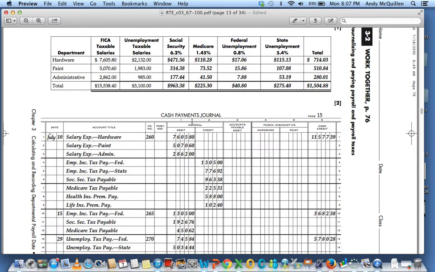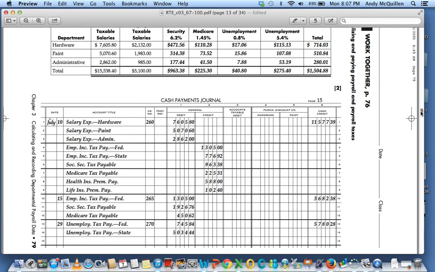Now we're going to go down below in the cash payments journal, which again, as I said, is the part that is tricky. And as you see it, you're going to say, oh yeah, I kind of remember that. The first thing is the salary expense hardware, which is given to you right here. That's 7605.8. Salary expense paint, same column. Salary expense administrative, and those are all debits because they're expenses.